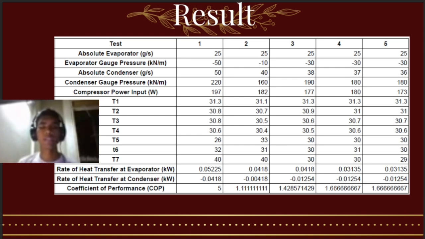Okay, so these are the results that we obtained from our experiment. As we can see, the rate of heat transfer at the evaporator decreases as we continue further down the experiments, while the rate of heat transfer at the condenser increases, but just by the slightest. We can also see that the coefficient of performance is at its peak at 5 during test 1, and then it reached a constant in tests 4 and 5 at the value of 1.67.